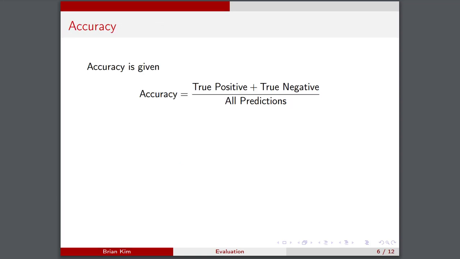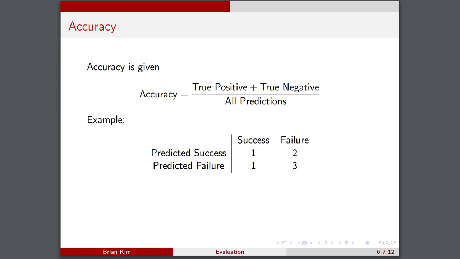Right, so let's look at our first measure, and that's accuracy. This might make sense to you: all the predictions that happen to come true. For example, on our table, we had 1 predicted success that was actually a success, 3 predicted failures that were actually failures, and everything else was not true, right? So in this case, you would have an accuracy of 4/7. We have 1 plus 3 accurate predictions, and the denominator is all of the predictions that we made.